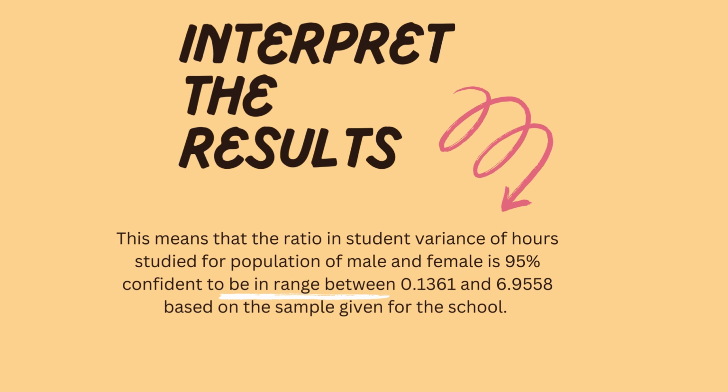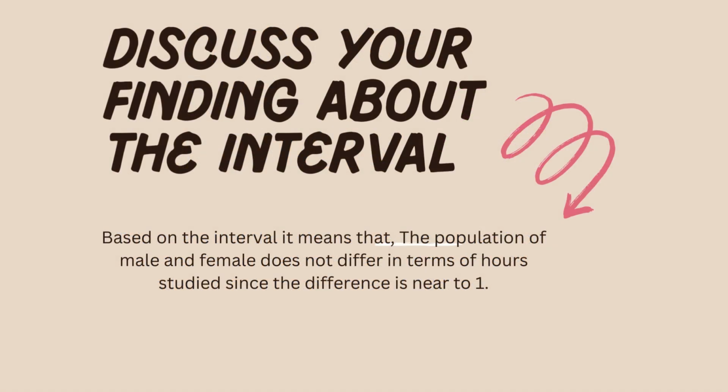From the interval, we can interpret that the ratio of variance for students' hours studied is 95% confident to be between 0.1361 and 6.9558 for the population of male and female students, from the sample given. Then, discussing the interval, since the interval includes 1, we can assume that the male and female populations do not differ in terms of variance of hours studied.